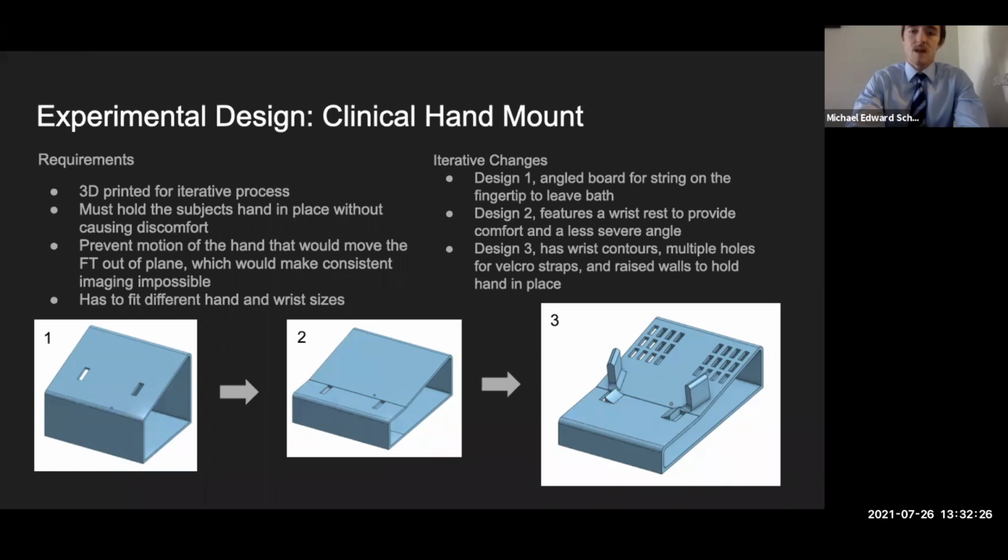In the second design, the angle of that board was changed to be more comfortable, as well as a wrist strap to hold the wrist in place and a wrist rest to make it more comfortable. In the third design, wrist contours were added, as well as multiple holes to allow for different sized hands to fit, Velcro straps to hold the top of the hand down, as well as raised walls to hold the hand in place horizontally.